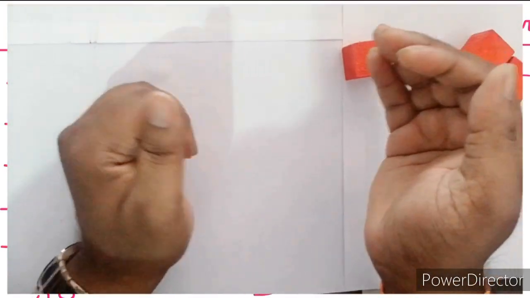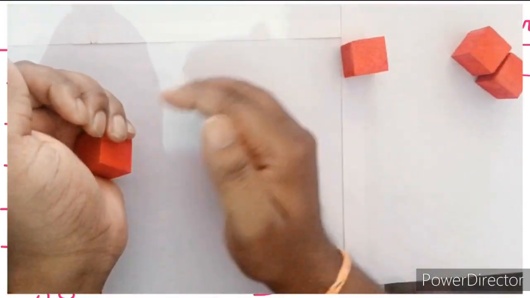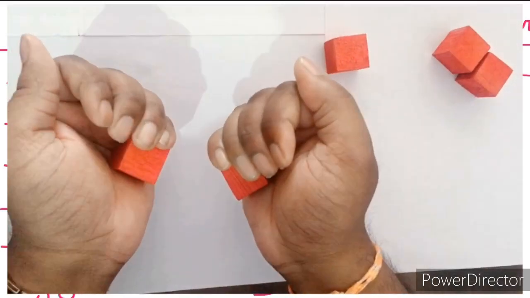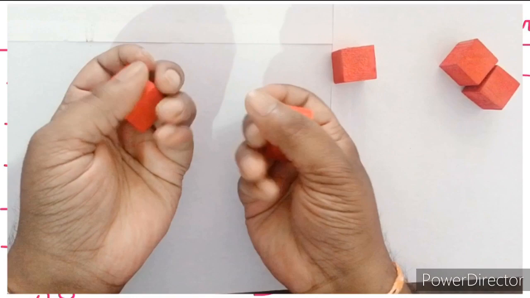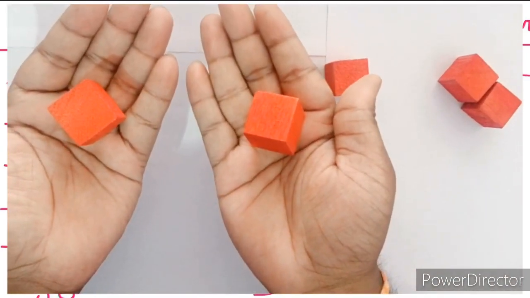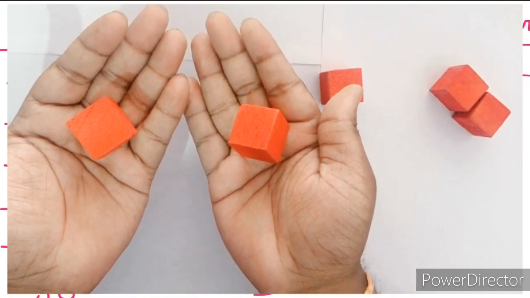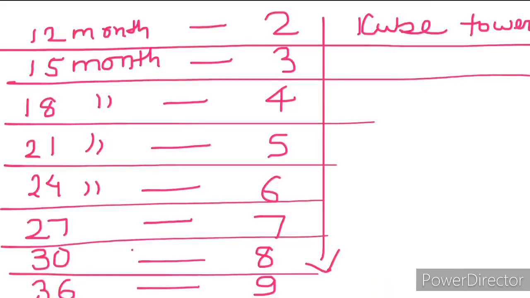Now before proceeding further, I have made this mnemonic. You can easily remember how the baby builds up a tower with cubes. At 12 months, a tower of 2 cubes. In every 3 months, add one. At 15 months, a tower of 3 cubes; 18 months, a tower of 4 cubes; 21 months, a tower of 5 cubes; 24 months, a tower of 6 cubes; 27 months, a 7 cube tower; 30 months, an 8 cube tower; and at 36 months we have a 9 cube tower.